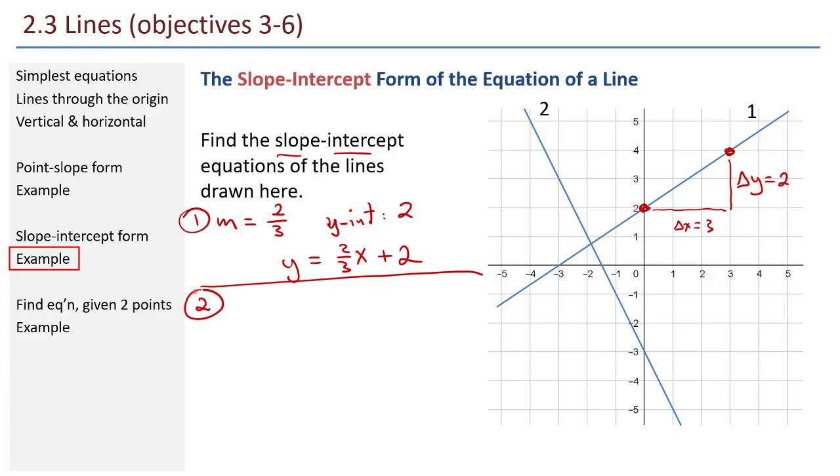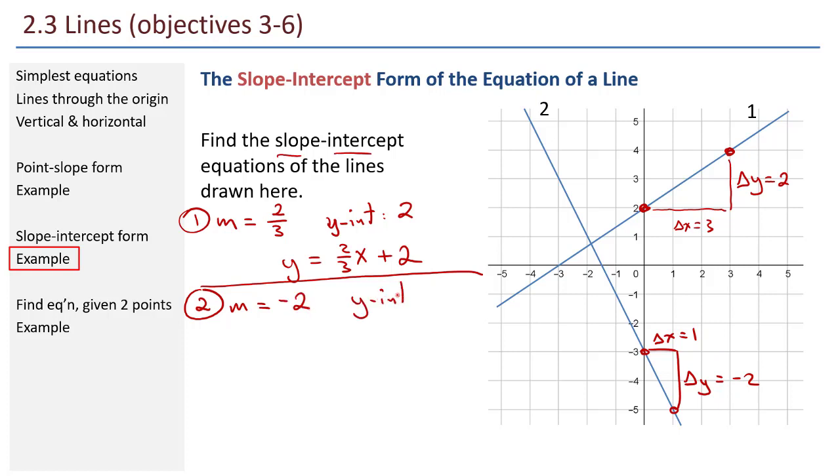Once again, pause the video, give line number 2 a try, and unpause it when you are ready to check your work. Here we go. Line number 2. I need a slope, m. The slope of that line looks like it's -2, right? My delta x is 1, but the delta y equals -2. So delta y over delta x, change in y over change in x, -2 divided by 1, that slope is -2.